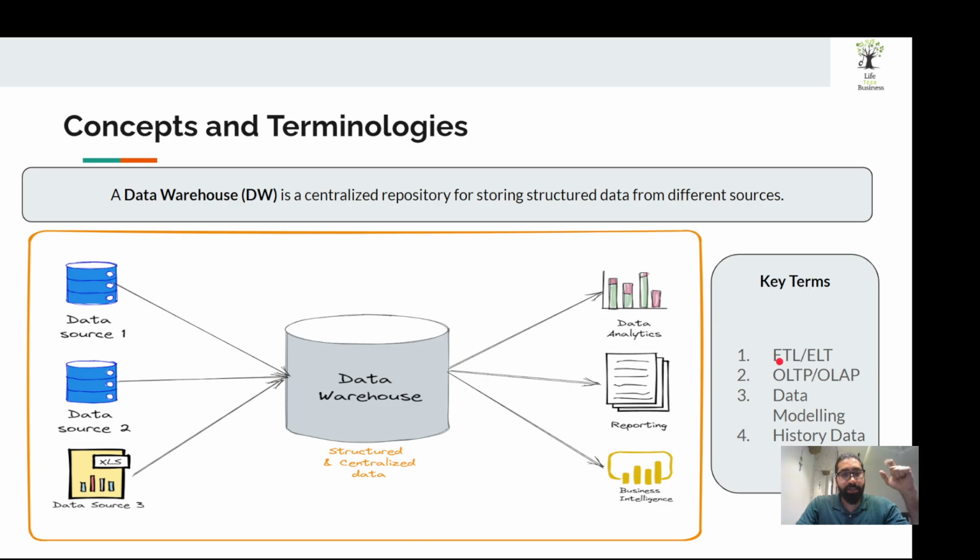So ETL and ELT. As a data practitioner, these are the terms one should be aware of. ETL is extract, transform, and load, where the data has to be extracted from different source systems. And before bringing it into the warehouse, it should be transformed, as in doing quality checks or some aggregations before loading. And then loading it, that's the L part.